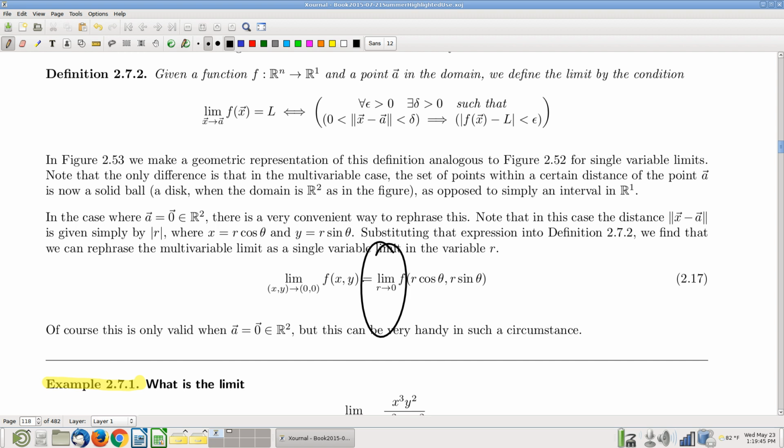Can you do this in 3 dimensions? Yeah, there's a 3-dimensional version, where you have spherical coordinates and where it's rho. Yep, totally.